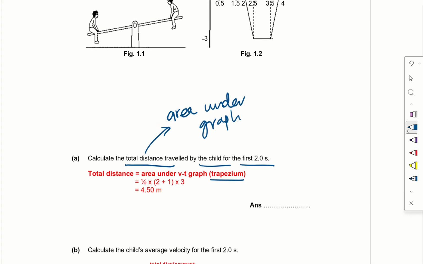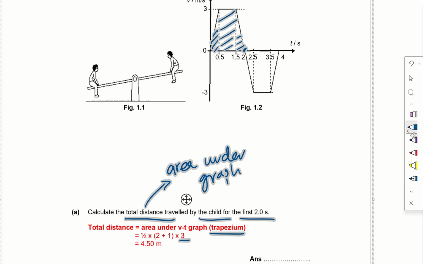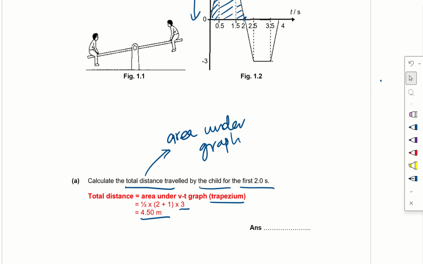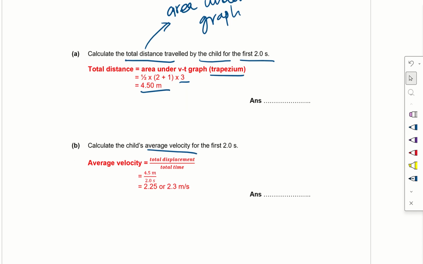For the trapezium, it is half the base, which is 3, right? Sorry, the height. In this case, is the height of 3. Add up the two parallel sides. So you should get 4.5 meters. That is the total distance traveled. Now they want us to calculate the child's average velocity for the first 2 seconds. Now the formula is average velocity equals to total displacement over total time.